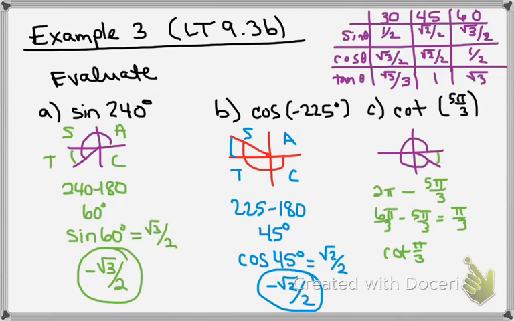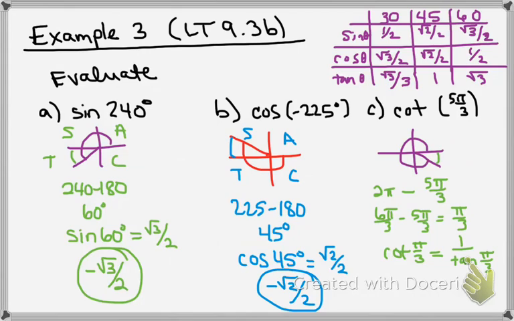But cotangent's not on my chart, so remember to find those reciprocal functions. I first find the reciprocal function, which in this case is going to be tangent, and then I just flip it over, or I can think of it as 1 over the tangent of that angle. Well, tangent of pi thirds is on my chart in this case.